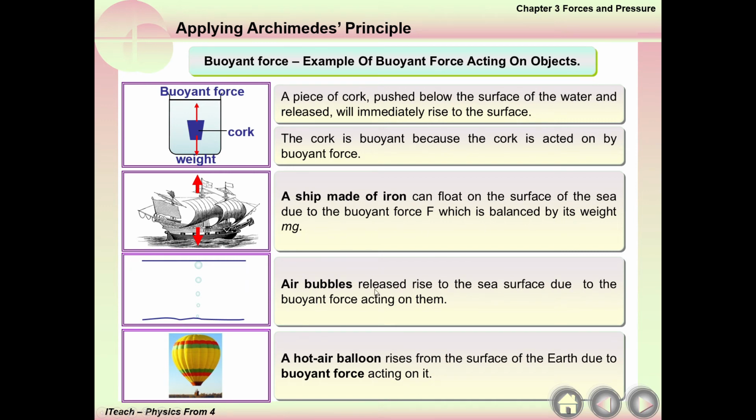Okay, a bubble released rises to the sea surface due to the buoyant force acting on it too. A hot air balloon rises from the surface of the earth due to buoyant force acting on it.